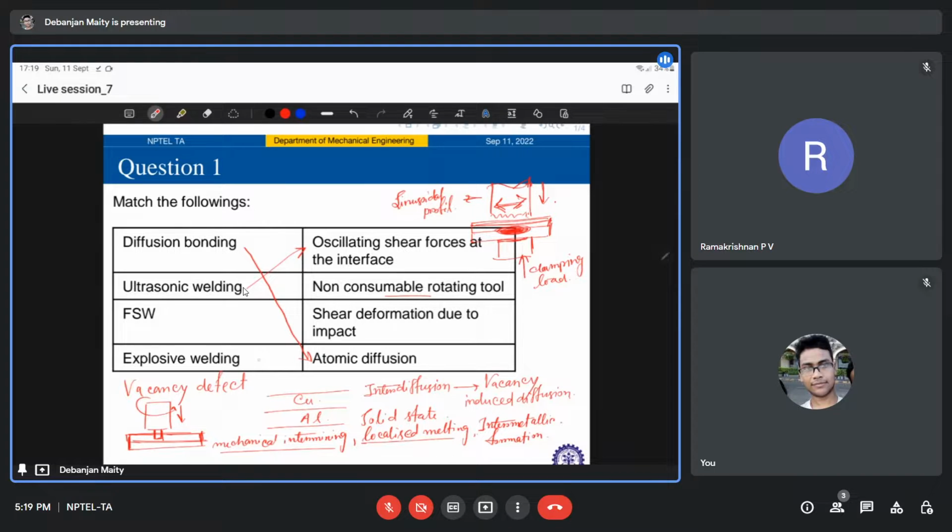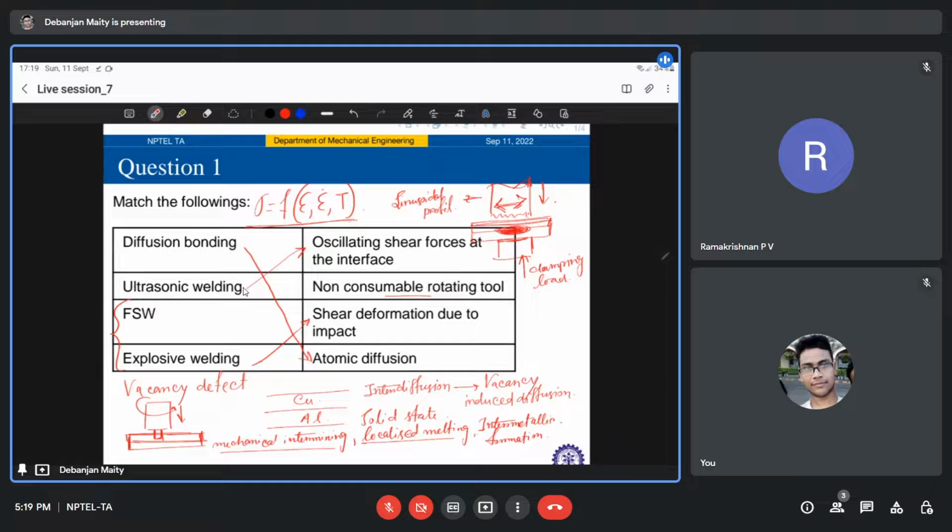And explosive welding is basically shear deformation due to the impact. Explosive welding is a solid state joining process that uses explosive force to create the metallurgical bond, and it happens in a very short time duration. For both FSW and explosive welding, the stress generated at the interface is a function of strain rate and temperature.